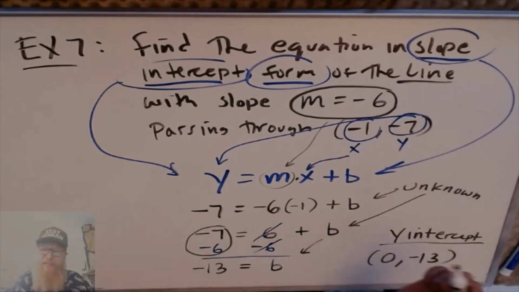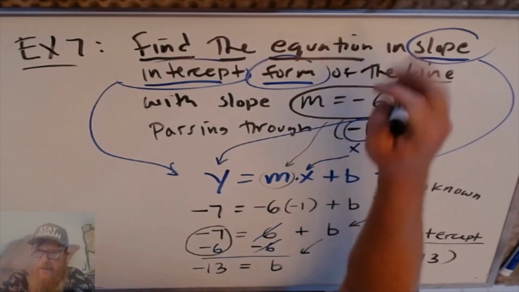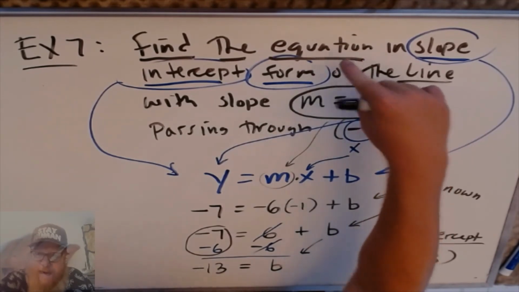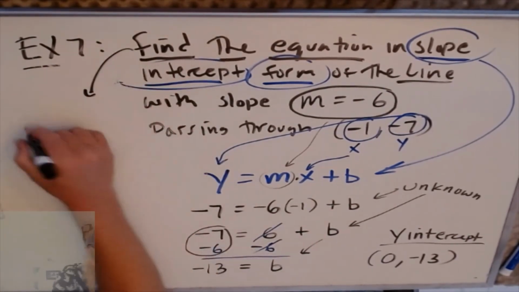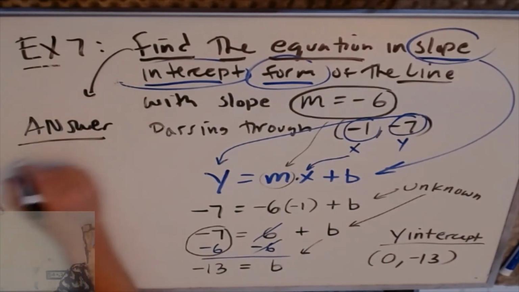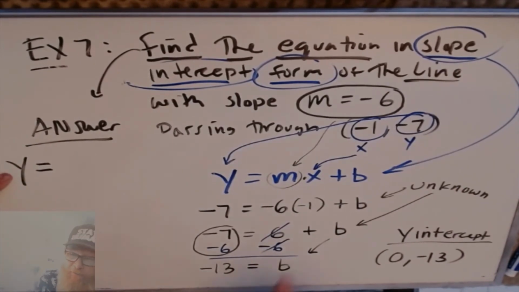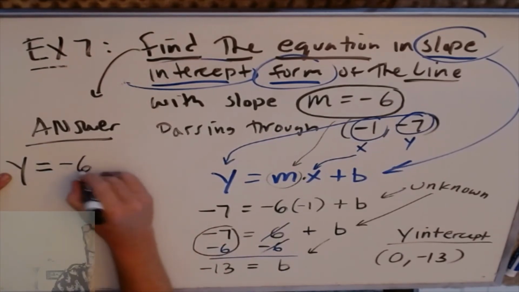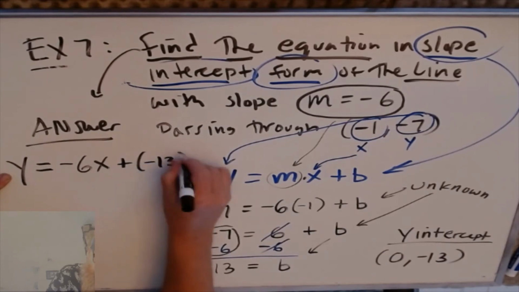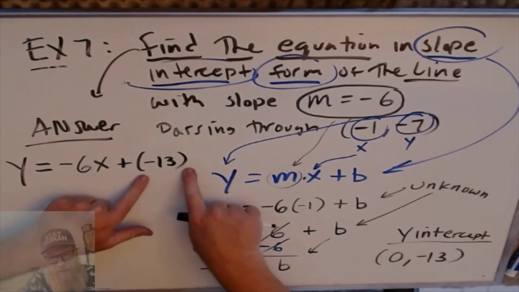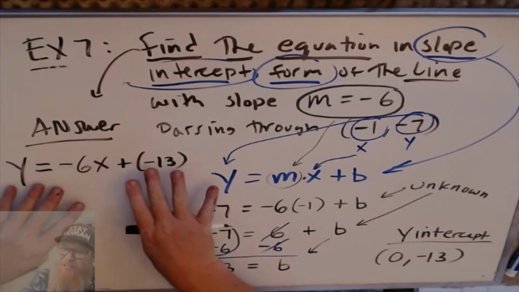Now we're basically done. The problem says find the equation. Let's go back and read the question again. Find the equation. This is the equation, so my answer is y equals, right? I have to put it back into the equation form. I know my m, negative 6x, and I know my b, plus negative 13. I'm using the parentheses because that's negative. You can type it in this way. It looks funny, but it's correct.